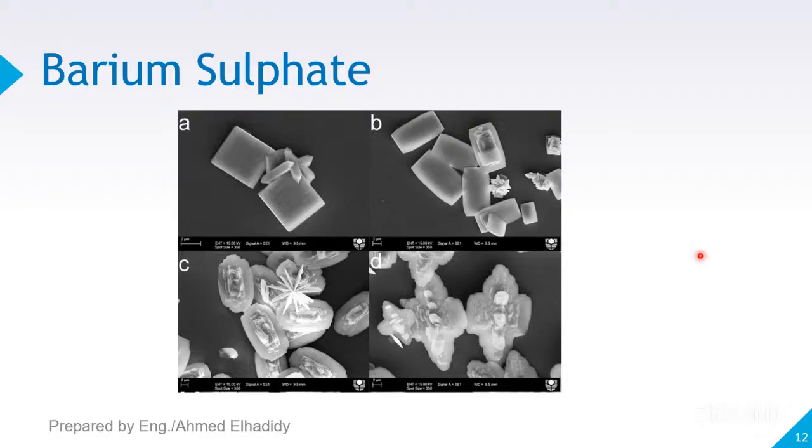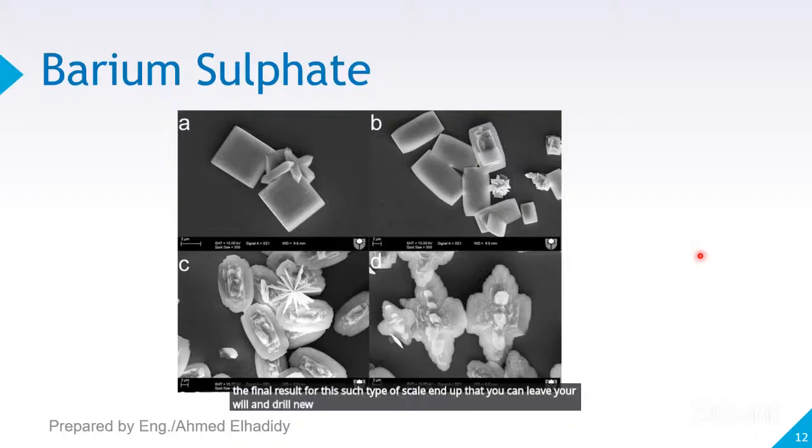So the problem of the scale, as you see, is solid particles, very solid, causing complete plugging, especially inside your reservoir. It will damage your reservoir completely. And in some cases, the final result for this type of scale is that you leave your well and drill a new well away from this problem. You can make a TA, sidetrack, and move away from the problem.